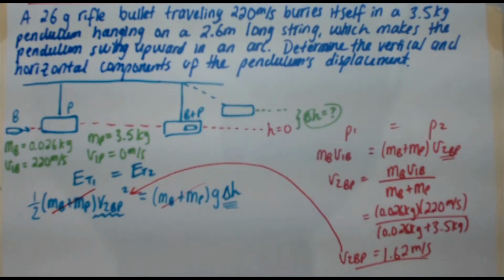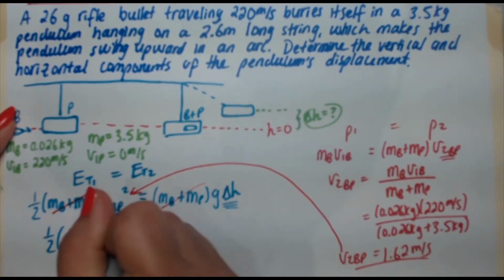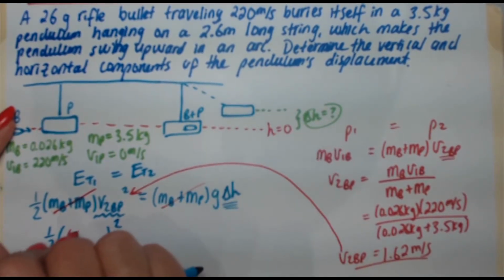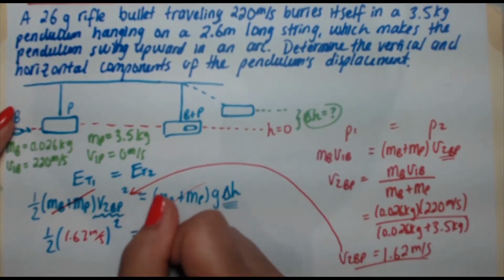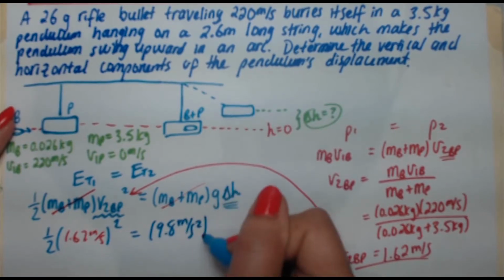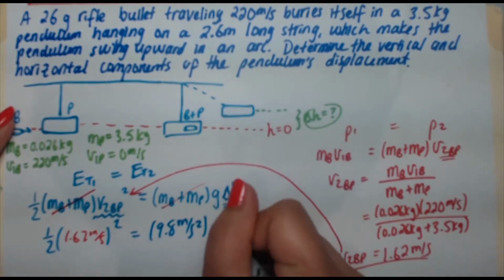Make sure you square it. Don't forget to do that. Okay, so you have now 1/2 the 1.62 squared, okay, equals g, which is 9.8 meters per second squared, times delta h, which is what we're looking for.